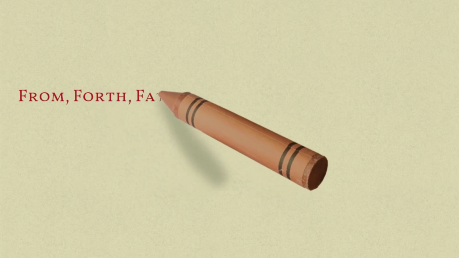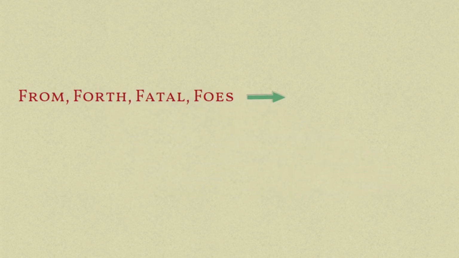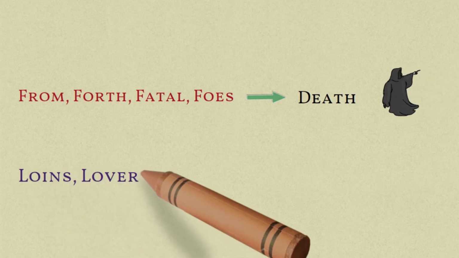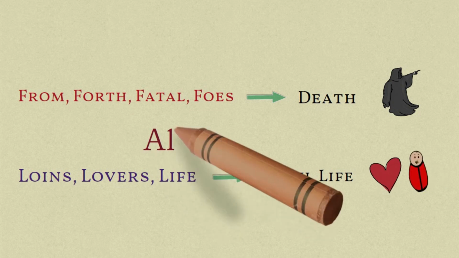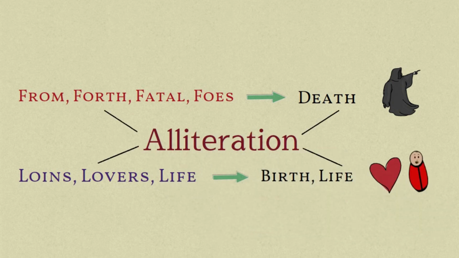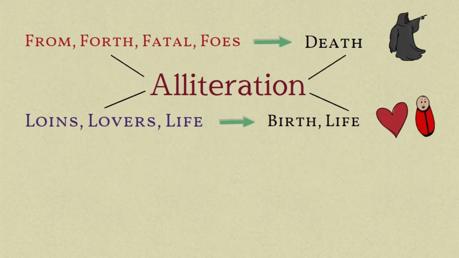Another interesting thing to note is that most of the f words are associated with death, while the l words are associated with life and birth. These opposing themes are linked together through alliteration, so that the audience has a clear understanding of what is about to unfold right at the beginning.